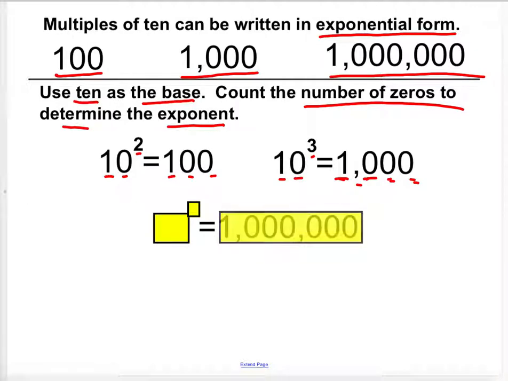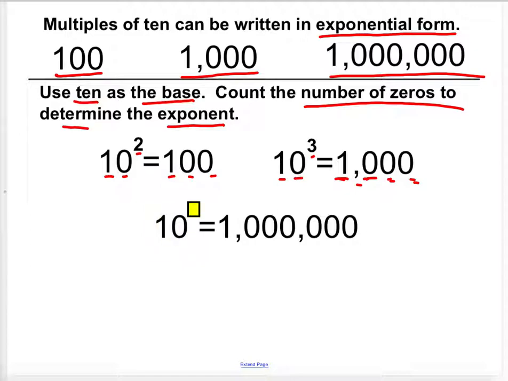Okay? 1,000,000, you're really going to save time. You have 10 as your base, and you have a total of 1, 2, 3, 4, 5, 6 zeros, so it's 10 to the 6th power. And that saves you quite a bit of time.